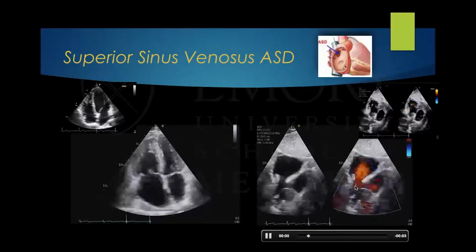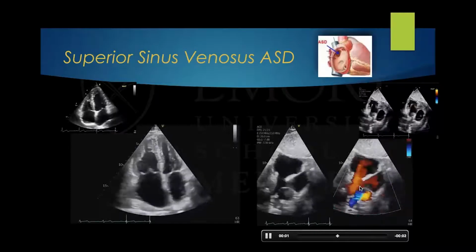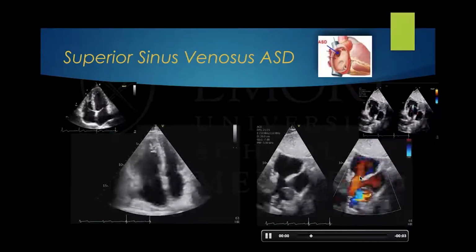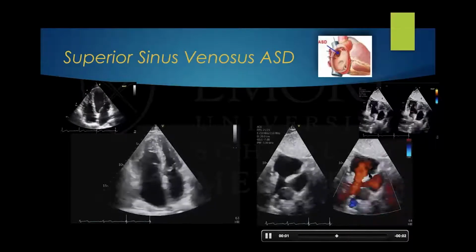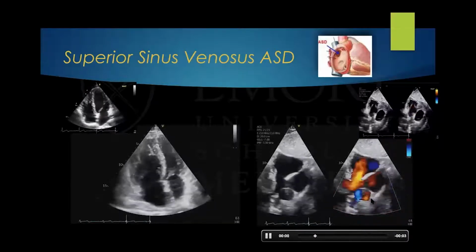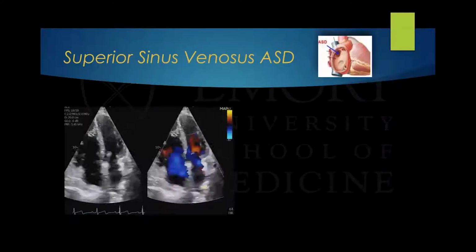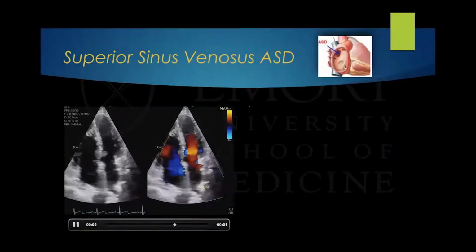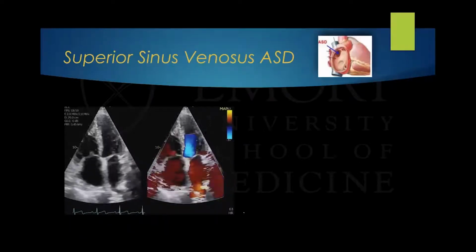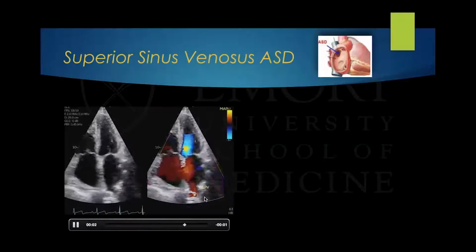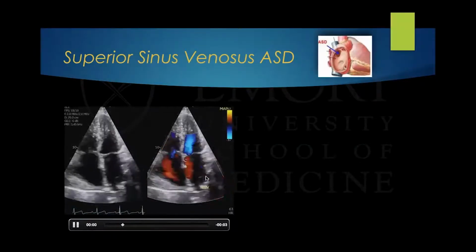This is your SVC flow seen in red, and also the right upper pulmonary vein is draining abnormally into the right atrium, and then you can see that the right atrium appears to be much larger than the left. This is the right pulmonary artery. So important with this type of defect is to look at the drainage of the pulmonary veins. This one is the right lower pulmonary vein. It's draining normally into the left atrium.